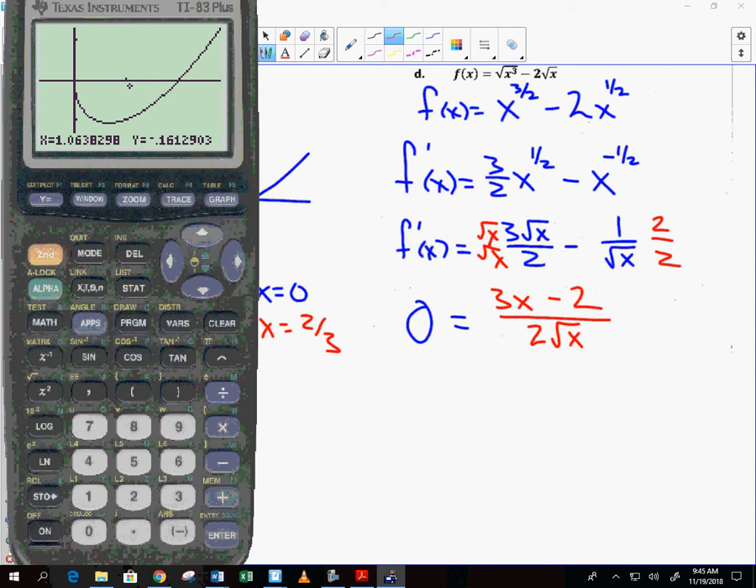Exactly. So your goal today is to be able to take the derivative, find where it's undefined, and find where it's equal to 0. These are 4 good examples for you. You do not have a book assignment today because you never do.